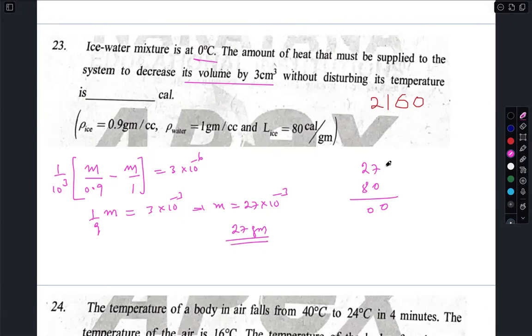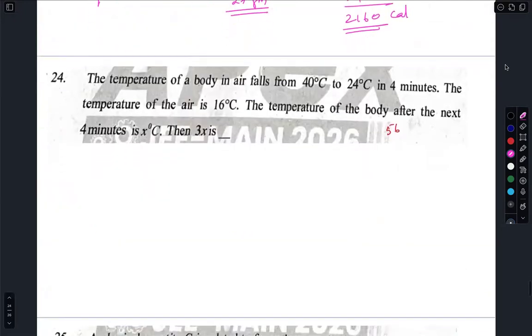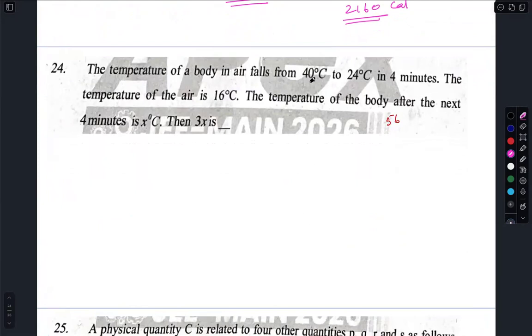40, 48, 56. 16 plus 5, 21. Answer is 2160 Cal. Correct. Right. The temperature of a body in air falls from 40 to 20 in 4 minutes.